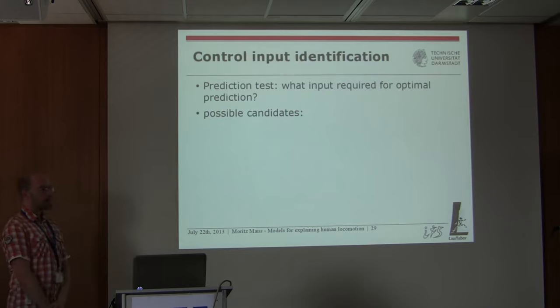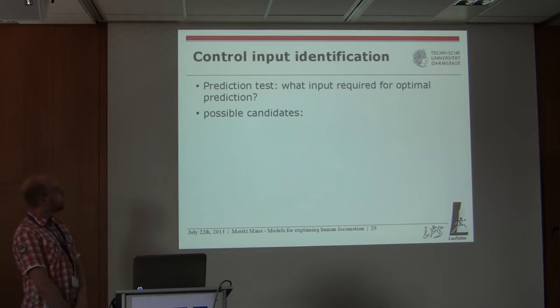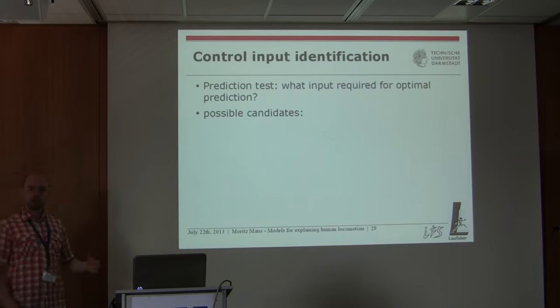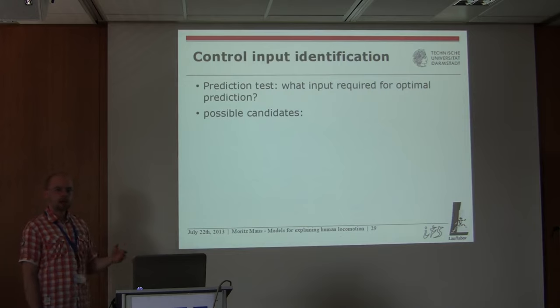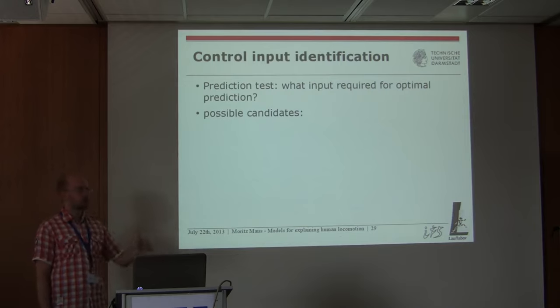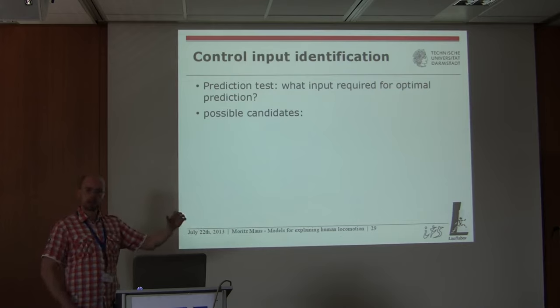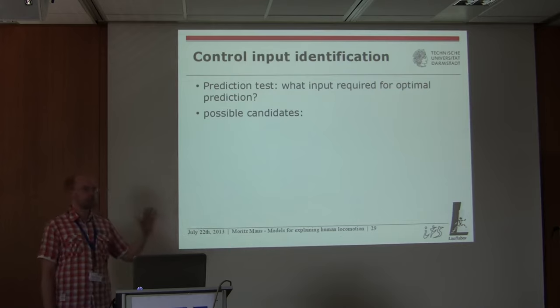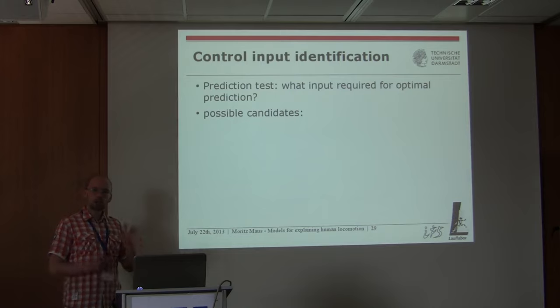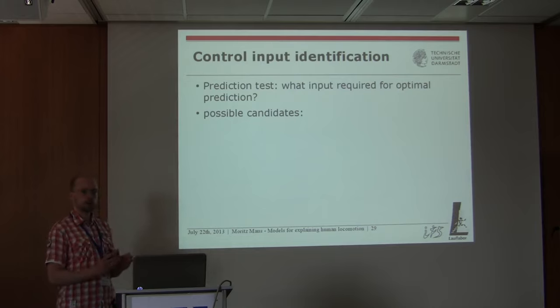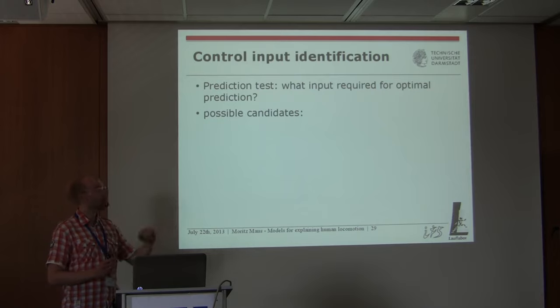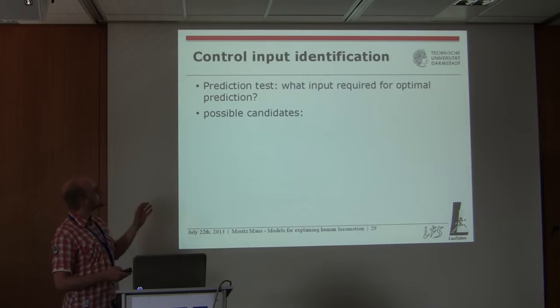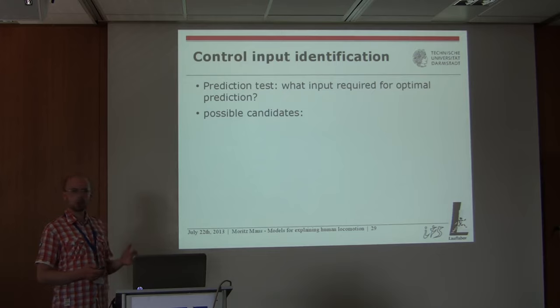And what we do is we make a prediction test. What input is required for the optimal prediction? So we do linear regression on the parameters. We know that we can compute the parameters so that our model exactly follows the measured experimental COM trajectories until infinity. So we know that knowing our parameters is where we want to go, because they determine the motion. And we want to see what we need to predict these parameters.